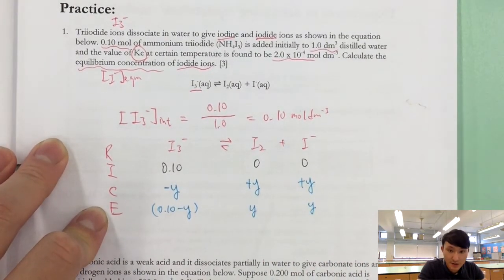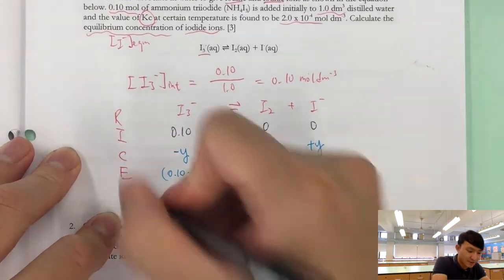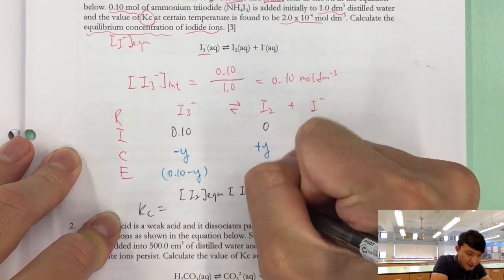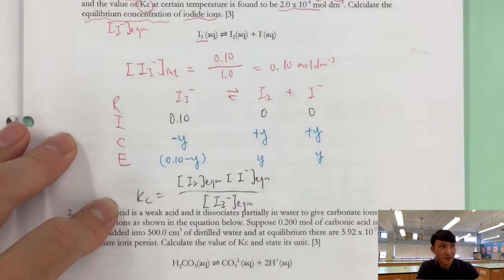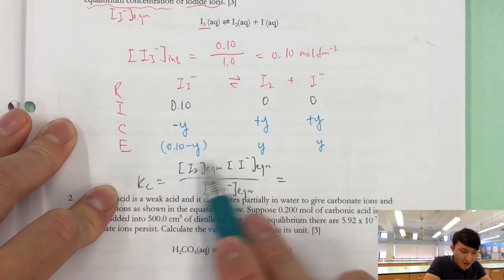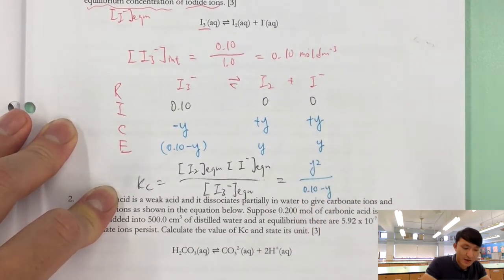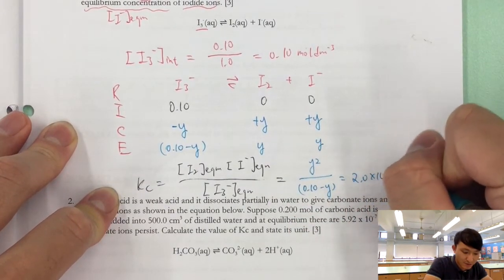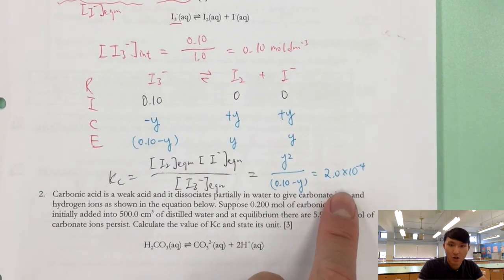Okay, just like this. Now, with all these equilibrium concentrations, we will plug them into the Kc expression. So Kc equals I2 EQM times I minus EQM over I3 minus EQM, isn't it? Then you just plug in the numbers, you realize that it is y squared divided by 0.10 minus y. And this one we know the value, which is 2.0 times 10 to the power negative 4. Now at this moment you can simply solve this quadratic equation.